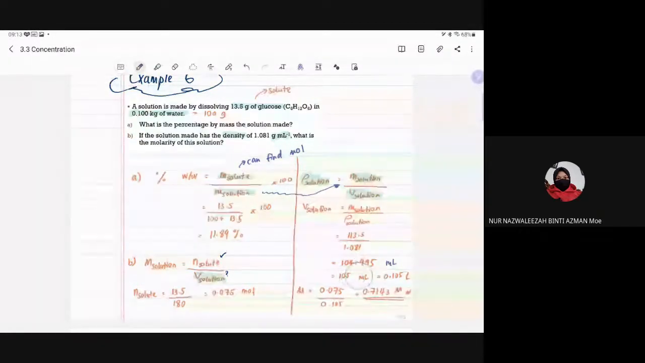Now, kita dah ada volume. Kita dah ada mass. Mass kita boleh dapat mol. Mass yang ini, kita boleh tukar dapat mol. 13.5 bagi 180. Ini adalah molar mass of glucose. So, apabila kita kira, kita akan dapat 0.075 mol. So, kita masukkan saja dalam formula molarity. Mol bagi dengan volume dalam bentuk liter. Kita akan dapat final answer.